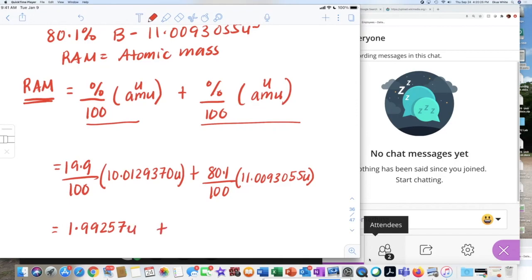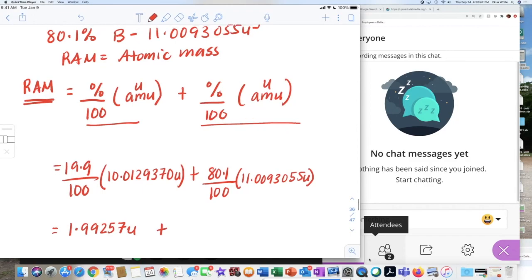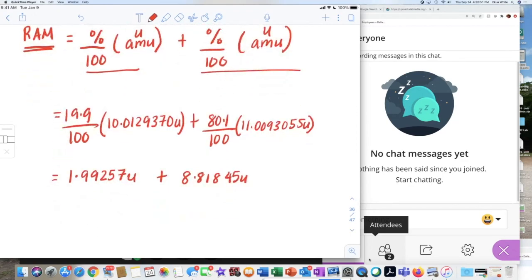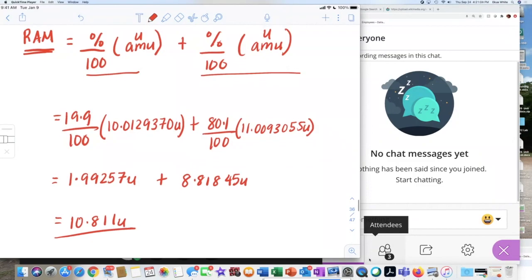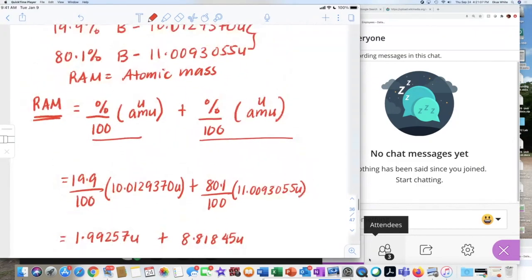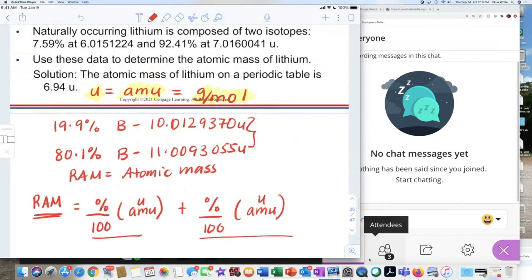Plus 80.1 times 11.009305, divided by 100. Over here, I get 8.81845 U. I take this second number, add it to the first number, 1.9957, the long number, and I end up with 10.811 U.